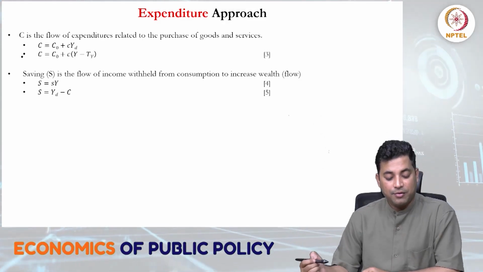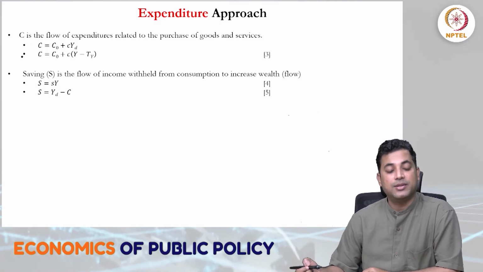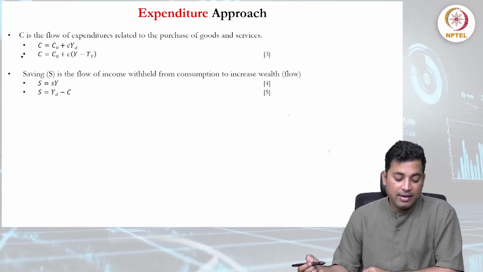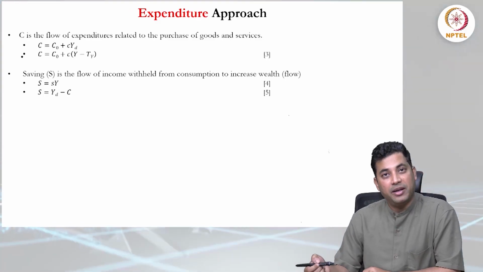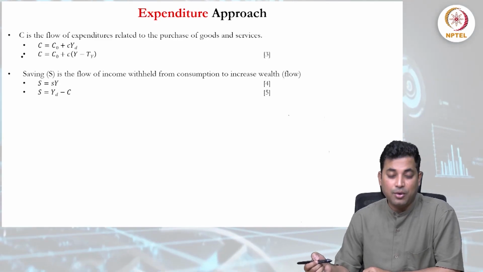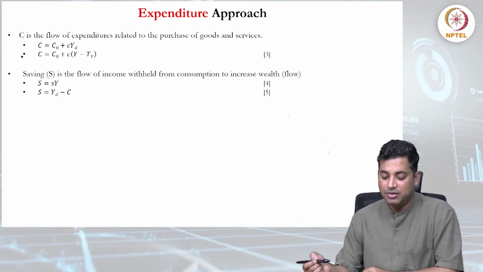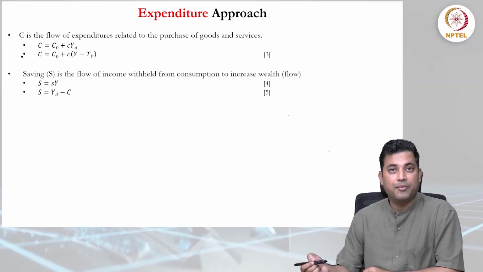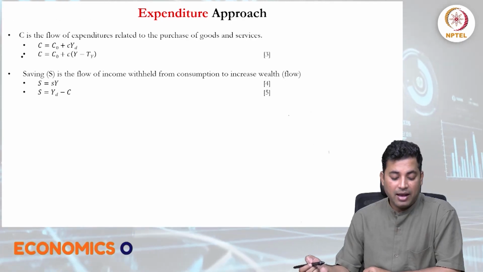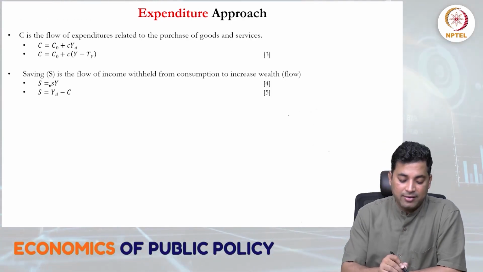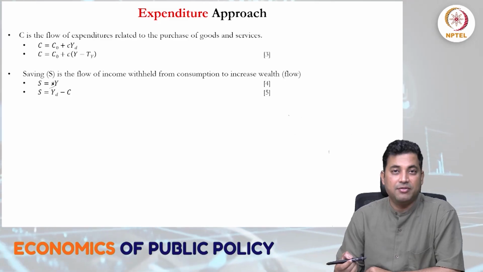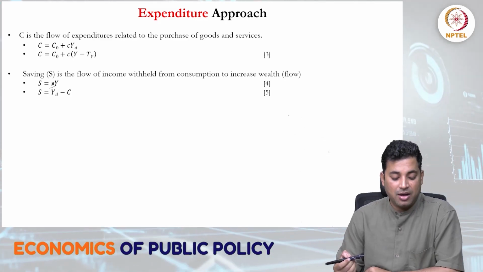So now for savings, another important concept in our national output equations. Here saving is a flow, as we already explained in our previous lecture, the difference between flow and stock. Saving is the flow of income withheld from consumption. So savings is proportionately related to total income, and small s is the saving rate, at what rate a person or the nation is saving from the total national output.